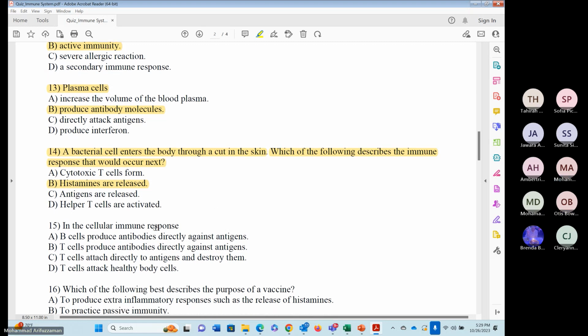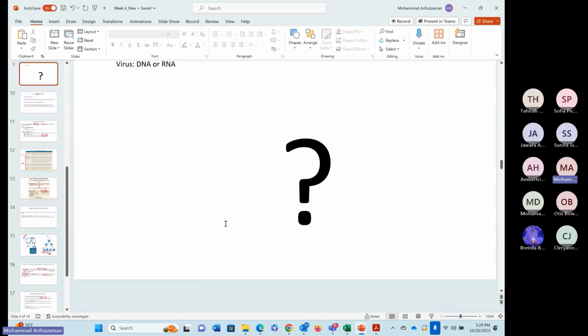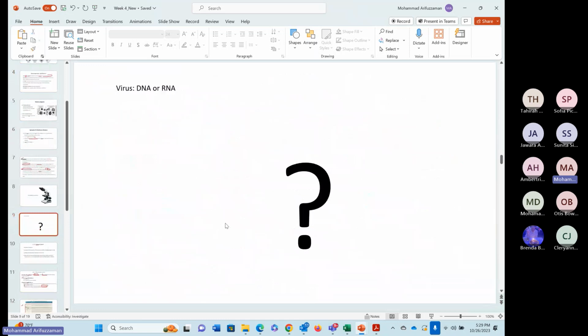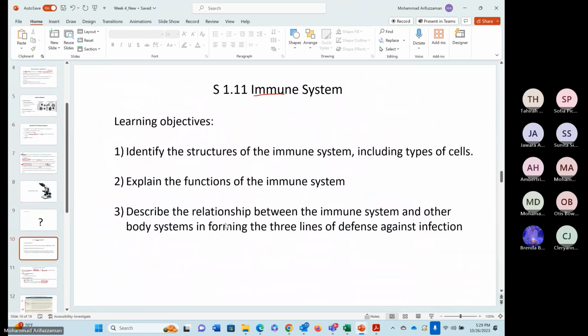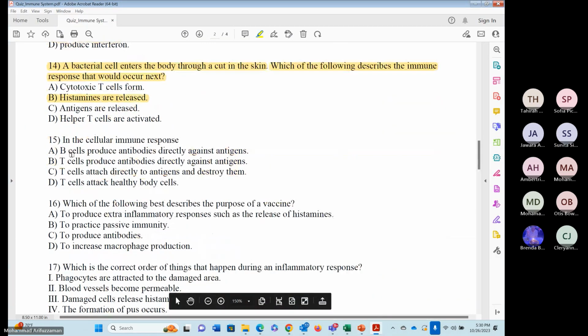You can see here, innate immunity, the table. Very good. Can you see the inflammation? Yes. A tissue response to injury that helps to prevent the spread of infection. So chemicals like histamine can cause inflammation, in the cellular immune response.